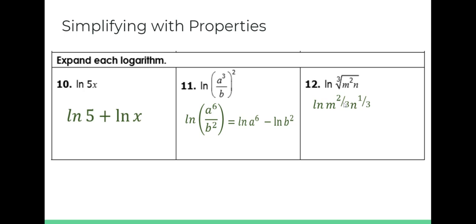exponents and we also have multiplication. So that means that we're going to have to use the power rule and the product rule. So to split things up, I have the natural log of m times 2/3 plus, because this whole thing is a product, plus 1/3 times the natural log of n.